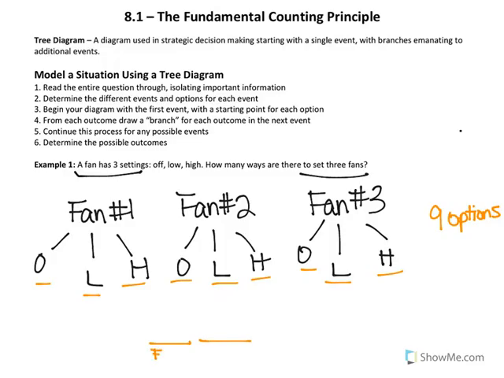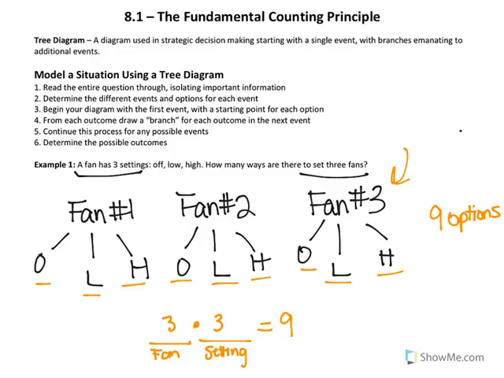So we can have 2 lines. Each one is going to represent an event. The first one is which fan you are using, and the second event is the setting. So there are 3 fan options and 3 settings. Multiply them together and you get 9.